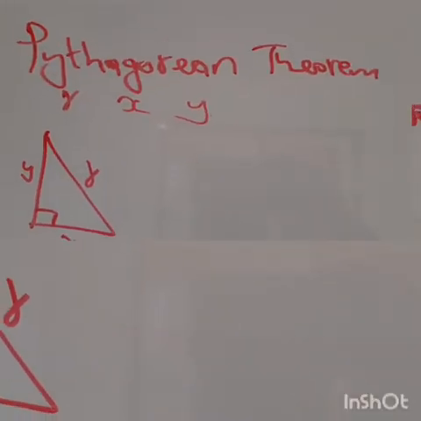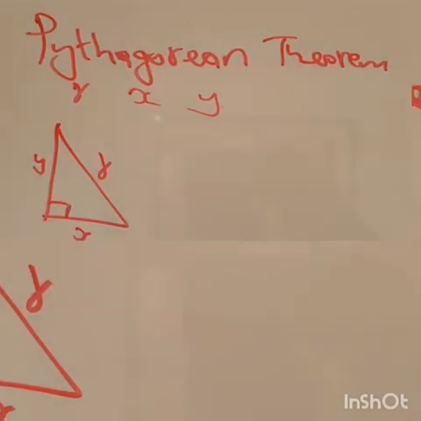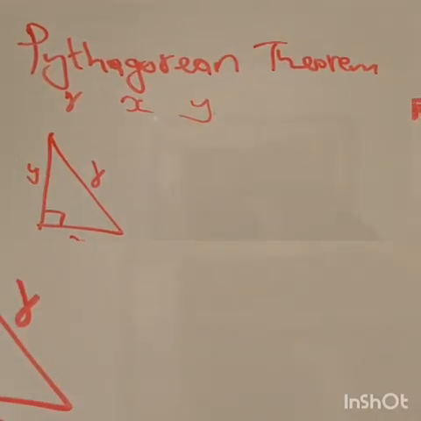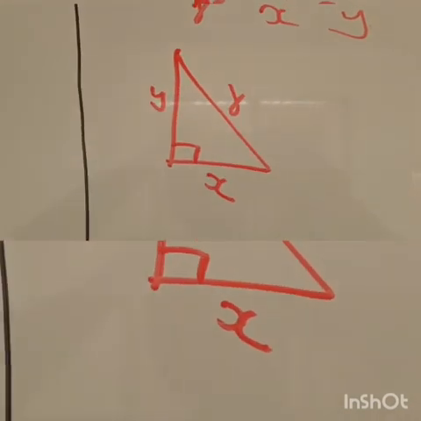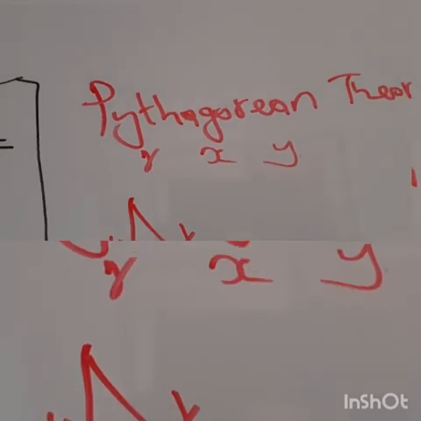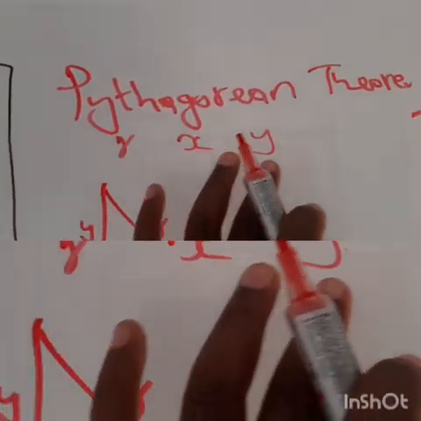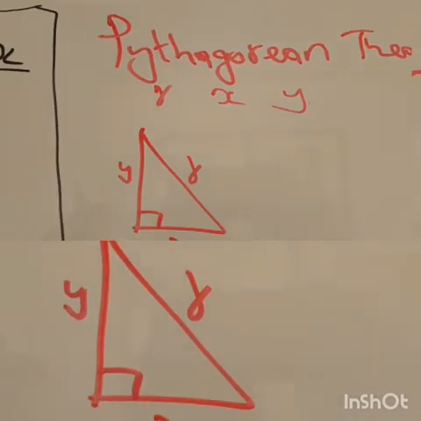Okay, now we actually get to deal with the Pythagorean theorem. The easiest way to explain the Pythagorean theorem is looking at a triangle. The Pythagorean theorem deals with only right-angled triangles. In this case, I'm using the r, the x, and the y. I'll explain why later, but it makes matters simple.